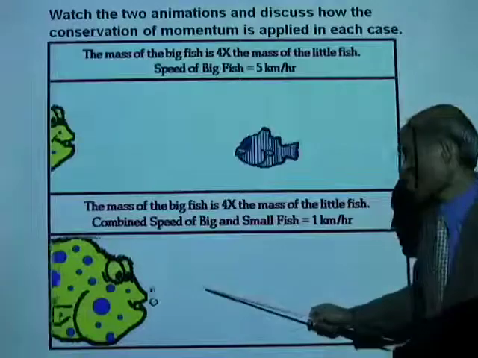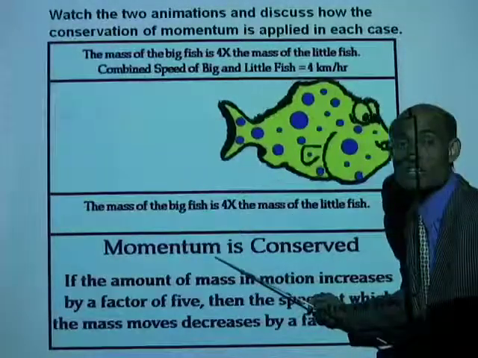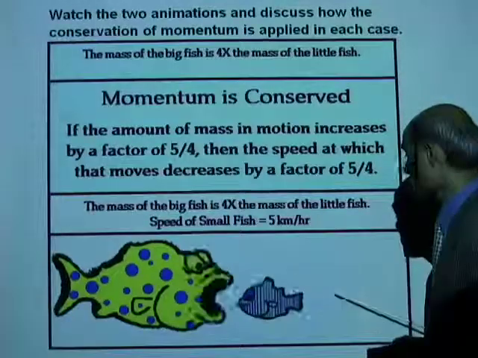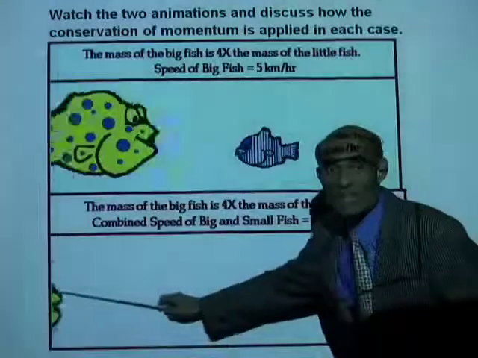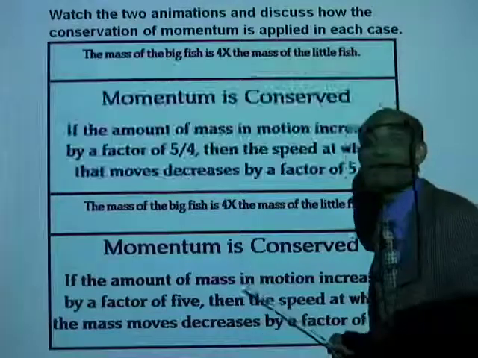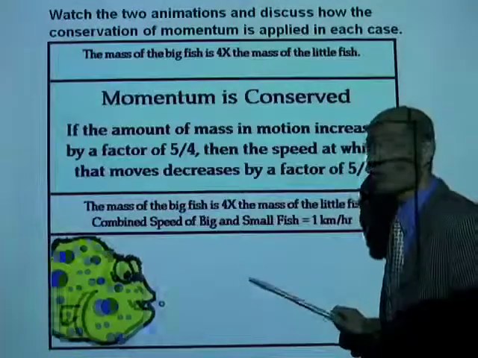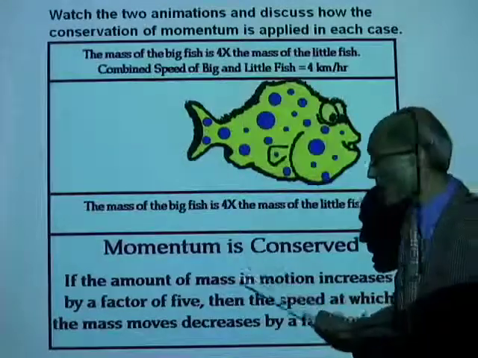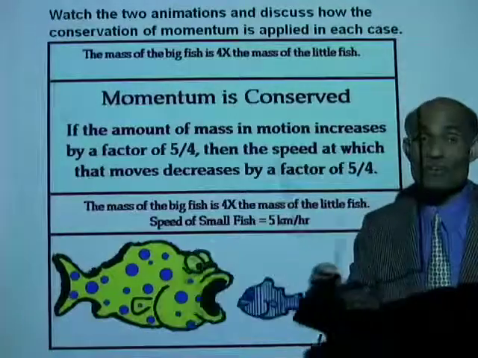On the other hand, look what happened now. In the second animation, the big fish is initially at rest. Alright, there you are. And the small fish is moving, and the momentum is in that direction. That means the total momentum after collision must also be in the same direction. Momentum before collision must be equal to momentum after collision. So after collision, the system moved in the direction of the initial momentum.